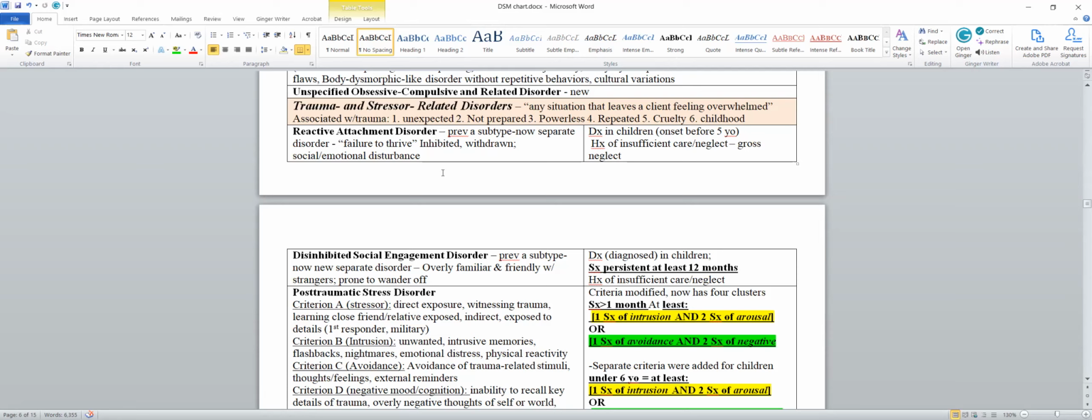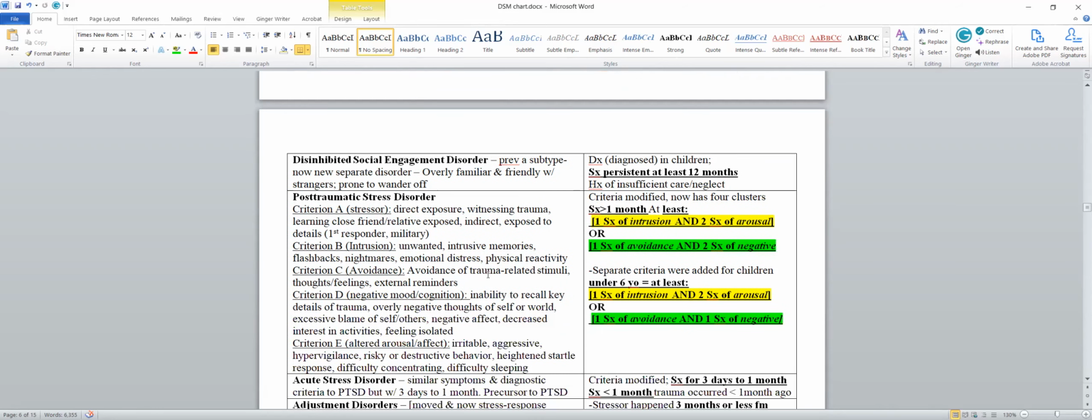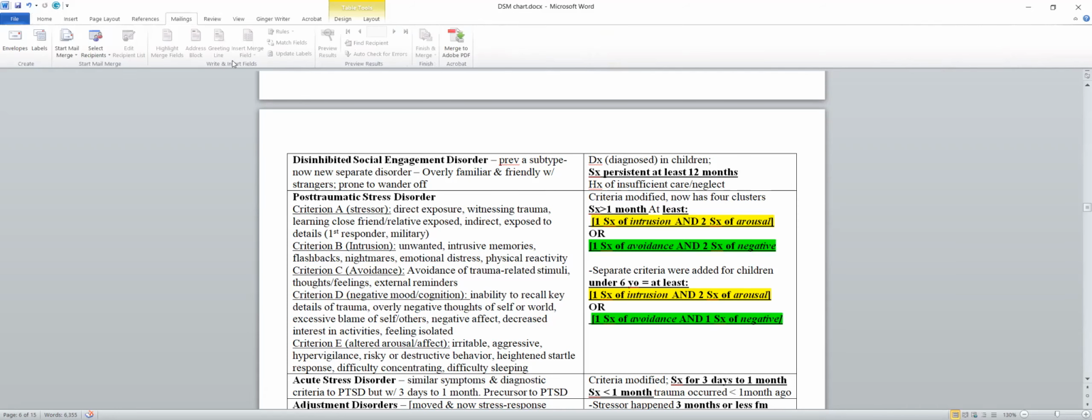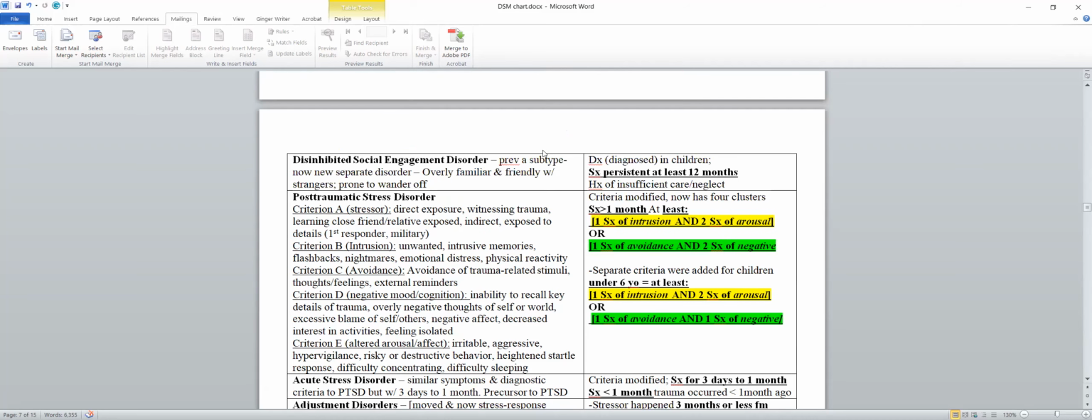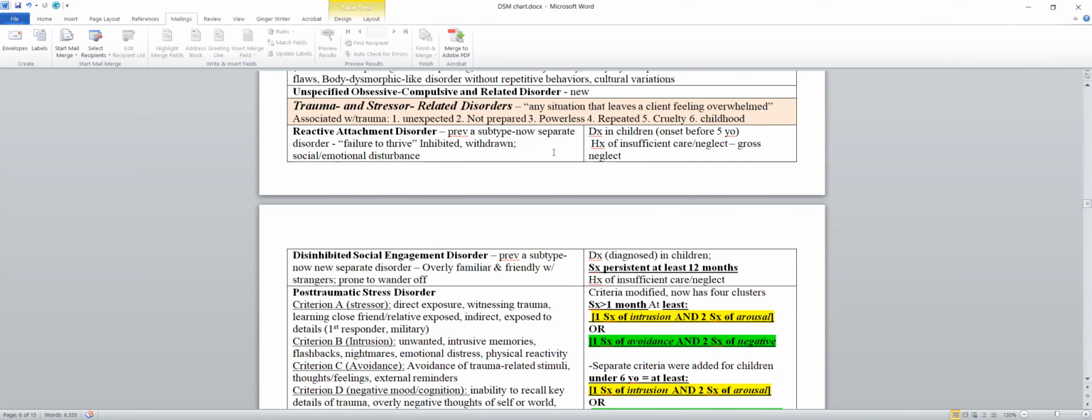The subcategories under trauma and stressor related disorders include reactive attachment disorder, disinhibited social engagement disorder, post-traumatic stress disorder, acute stress disorder, adjustment disorder, other specified trauma and stressor related disorder, unspecified trauma and stressor related disorder. Diving into the first subcategory, reactive attachment disorder.